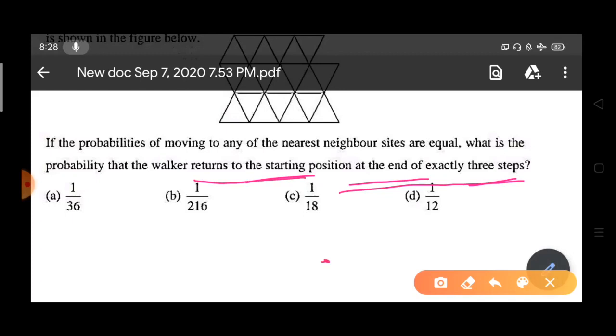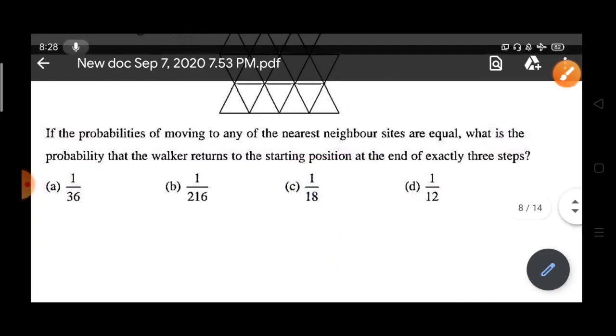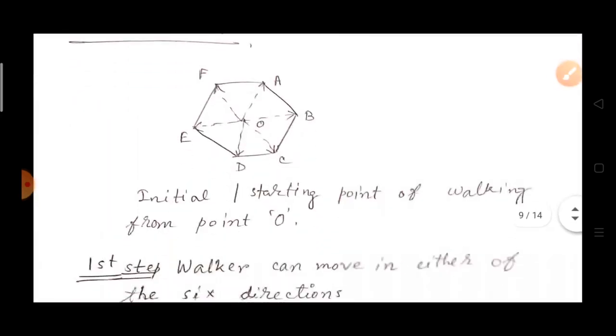It means I will take 3 steps and I will come back to my initial position. Or I go from here, take 3 steps, and come back to my position. Or I take 3 steps and come back to the initial position. Now they ask, what is the probability that I will return to the same starting point after the 3 steps? Okay, so hopefully you understand.